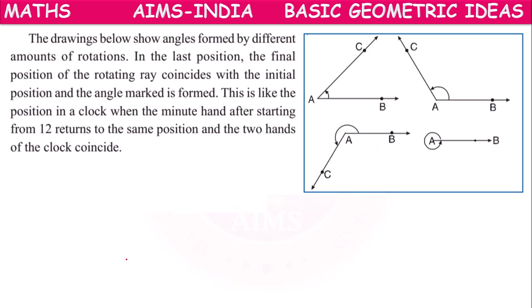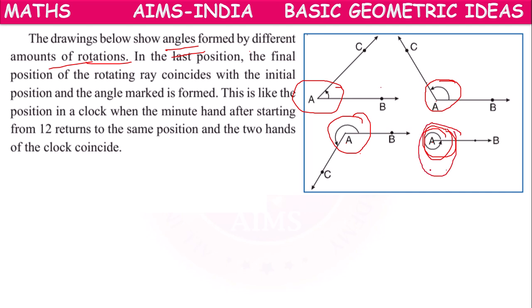Next. So here is one kind of rotation. Here the amount of rotation is different, so the angle is different. Here is a complete rotation, so a complete angle like this. So these pictures show the amount of rotation and the angles formed by different amounts of rotation.